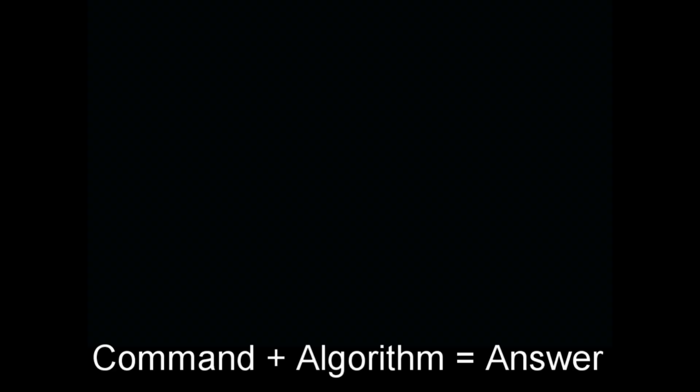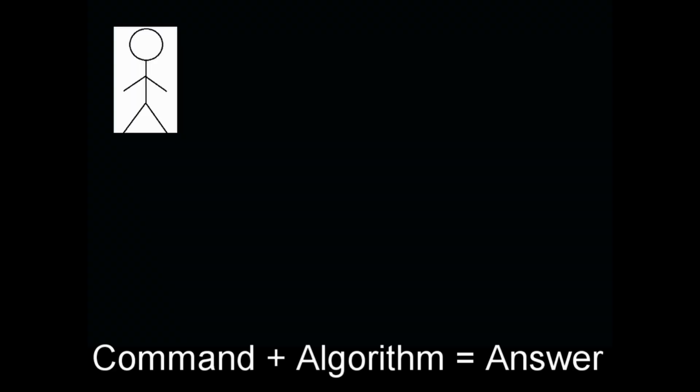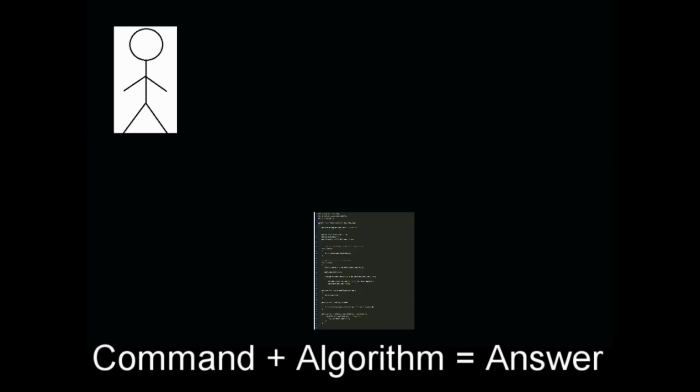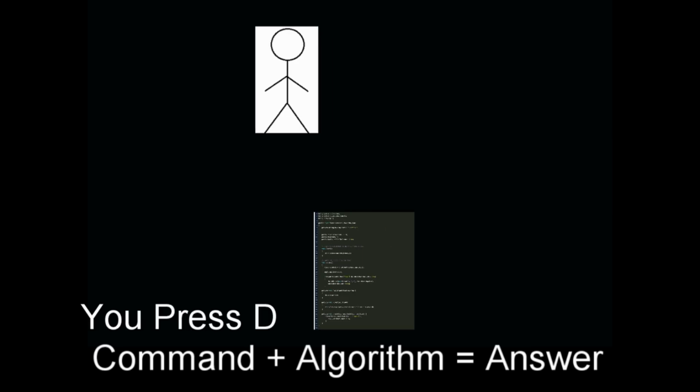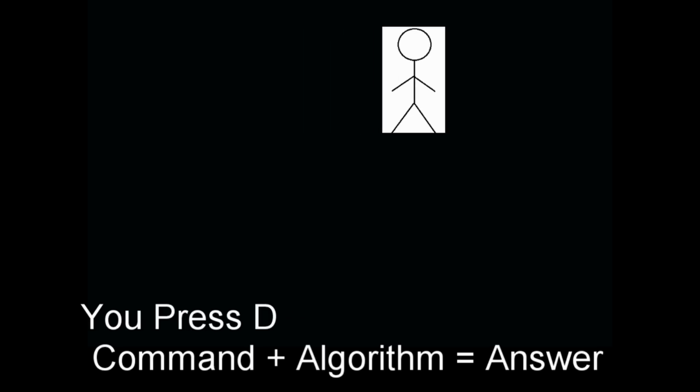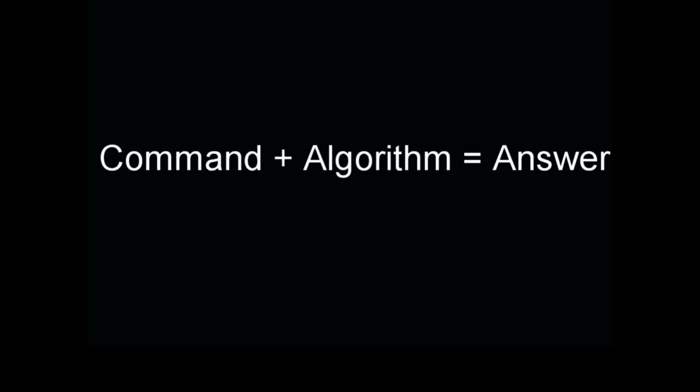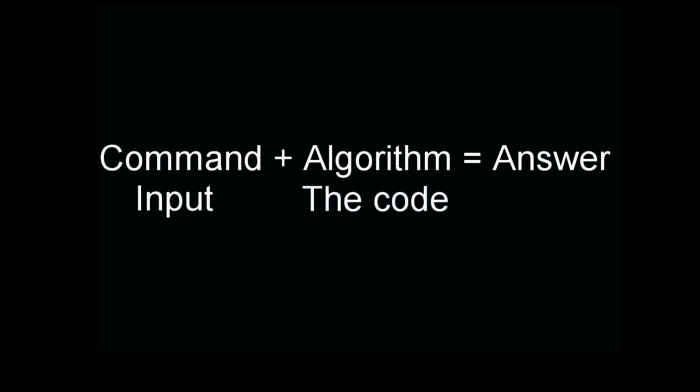In normal programming, we use command plus algorithm equals answer. If Johnny is in your Unity, without any of the code, he won't be able to move. So, you add the algorithm or the code, all the rigid bodies, get keys, all that good stuff, and then you add the command. For example, you press D to move him, and he moves. Isn't that lovely? So in this example, we have command plus algorithm equals answer, or you could say input, aka you pressing D, plus the code equals the answer or the feedback.